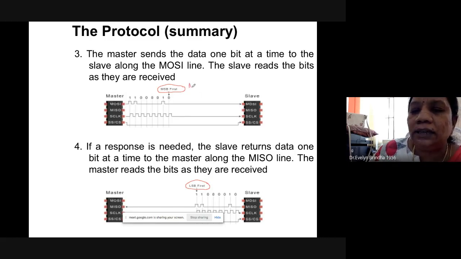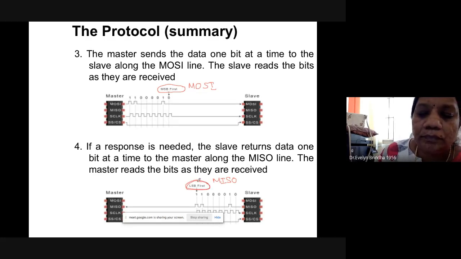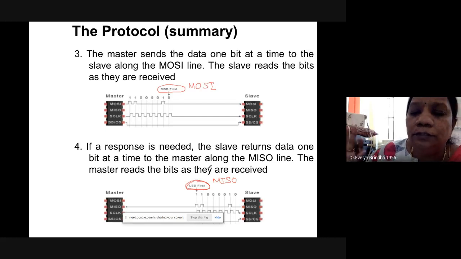Whenever the master sends the data out, on the master output, slave input line, your MSB is sent first. In case of the master input, slave output line, your LSB is sent first. This is very, very important. So that is the 4 steps.